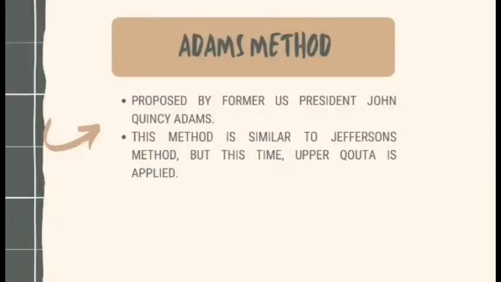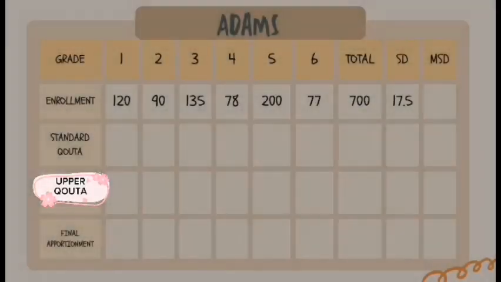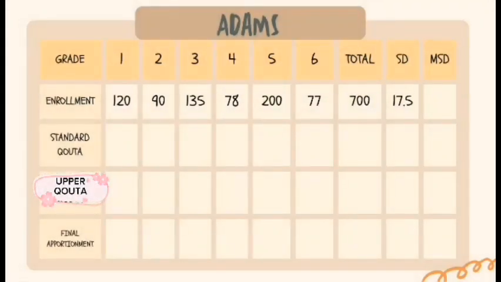And the third one is the Adams method. Adams method, proposed by former U.S. President John Quincy Adams. This method is similar to Jefferson's method, but this time upper quota is applied. Here, same example again, pero Adams method na yung gagamitin natin. Dito is upper quota na yung kukunin natin. Tapos, kukuha tayo ng modified standard natin na mas mataas sa 17.5. Let's say 19.25 yung kukunin nating modified standard divisor.